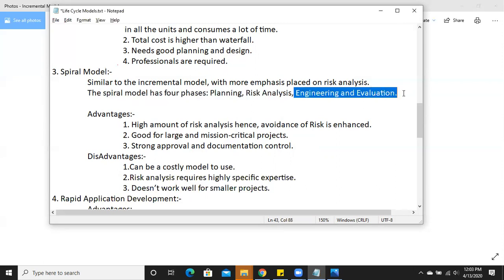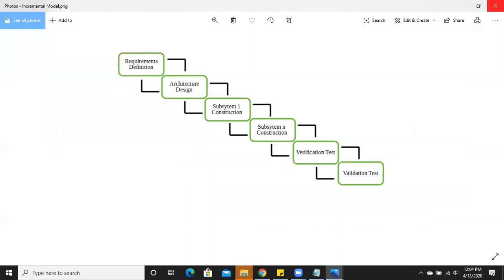Now, another is the engineering and evaluation. So in engineering and evaluation, in this point I have categorized the implementation phase, the testing phase, the maintenance phase in just one word: engineering and evaluation. Okay, so don't get confused here. So let me show you the example of the spiral model.